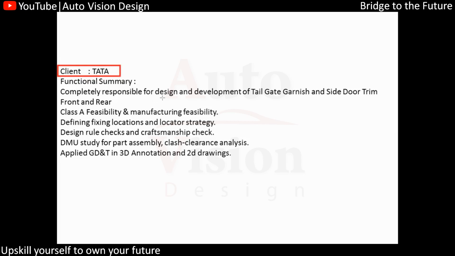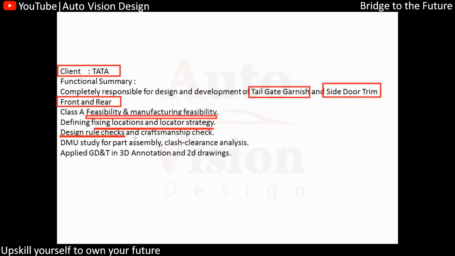Then complete responsibility of the design and development of the tailgate garnish. What are the parts we have? Side door trim, door trim, pillar trim, front and rear door trim, and class A feasibility as well as manufacturing feasibility. Then define fixation strategy and location strategy, which, if we have done it, we can mention regarding that part. Then design rule check and craftsmanship check, that we need to do. DMU study is about the parts we have with the surrounding parts: we need to check the assembly for any clash and any clearances. So we need to do clash and clearance analysis, then apply GD&T annotation on 3D.